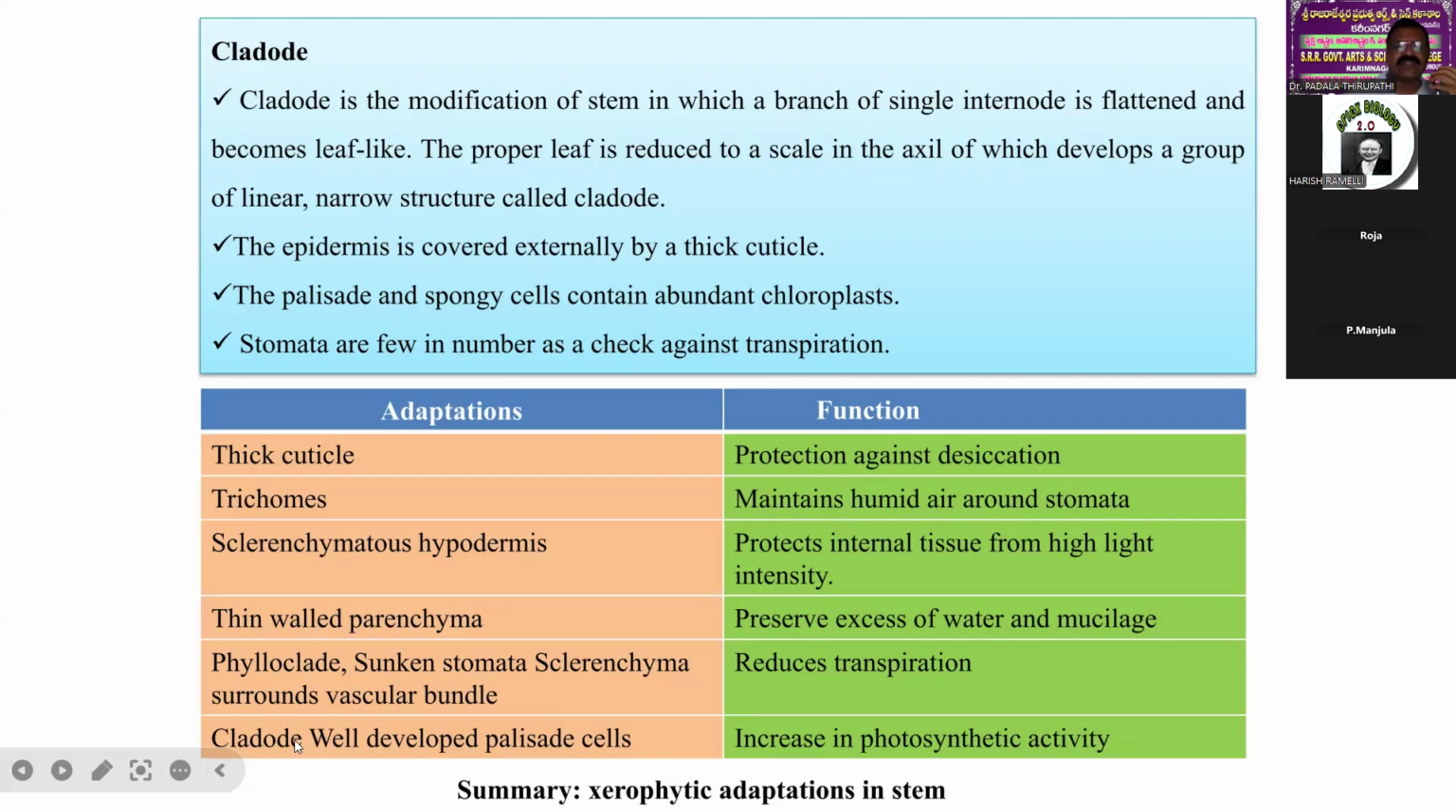These modifications include the cladode, with well-developed palisade cells to increase the photosynthetic activity. Here the internode is modified into a leaf-like structure, so it helps in photosynthesis.